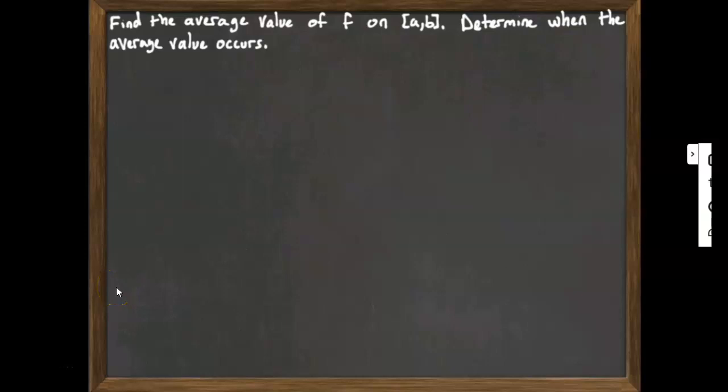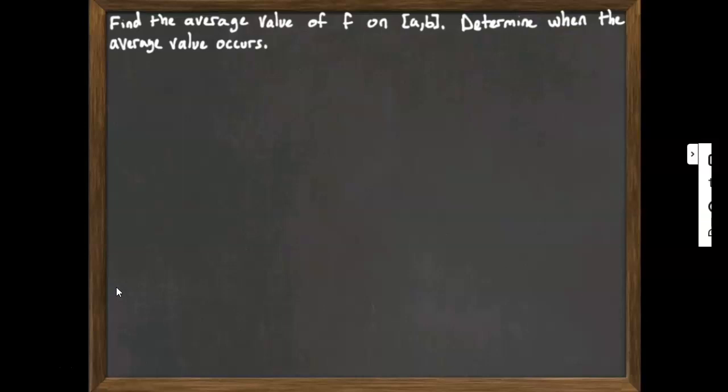Okay, in this problem here, we're asked two questions about our function. We want to find the average value of the function on the interval a to b, and then we want to determine when that average value occurs. And after this video, we're going to look at a graph to get a real feeling and understanding for what the average value really is for a particular function.